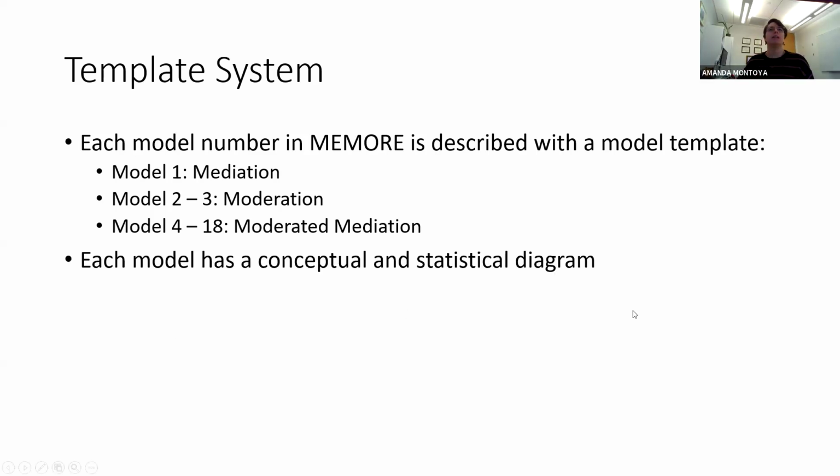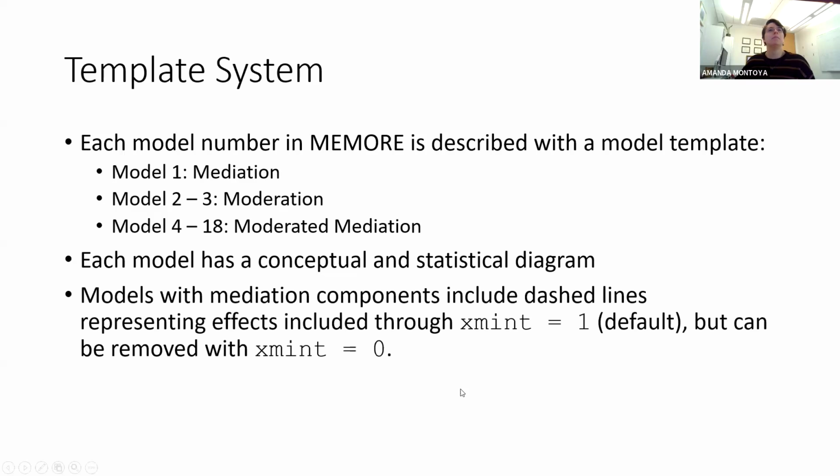Each model comes with both a conceptual and a statistical diagram. Part of this is that our lab has been looking at publications that use MEMORE, and we've noticed that it's sometimes unclear to users what figures to put in a paper. So we provide these both as an explanation of what the model is doing, but also as a potential way that you could display the model in a publication. And then the models with mediation components have these dashed lines, and I'll show you some examples.